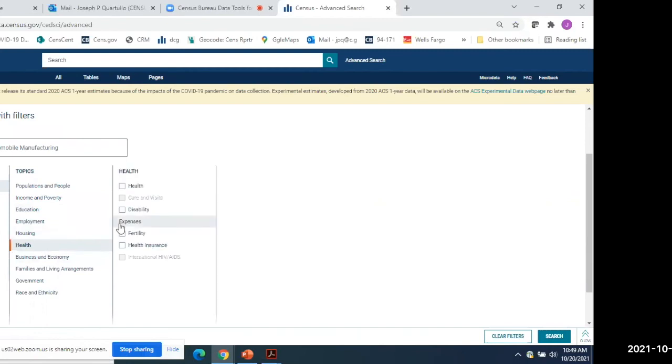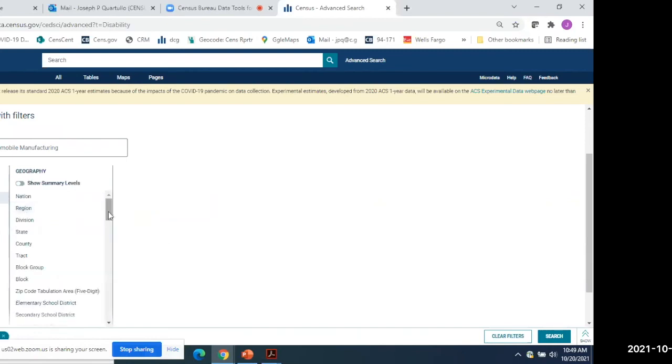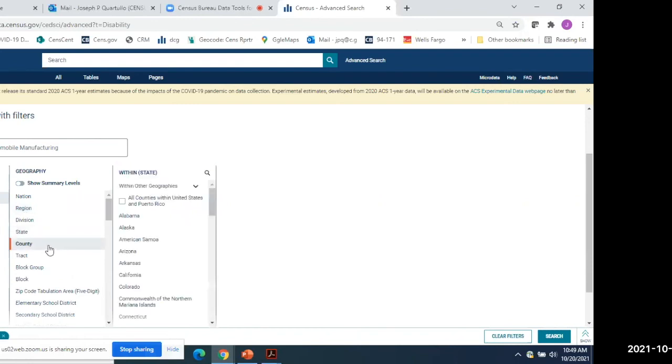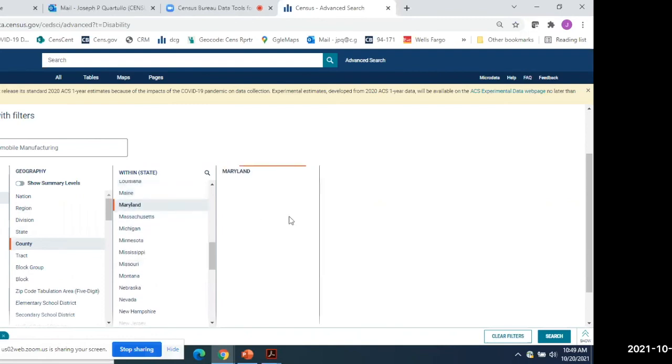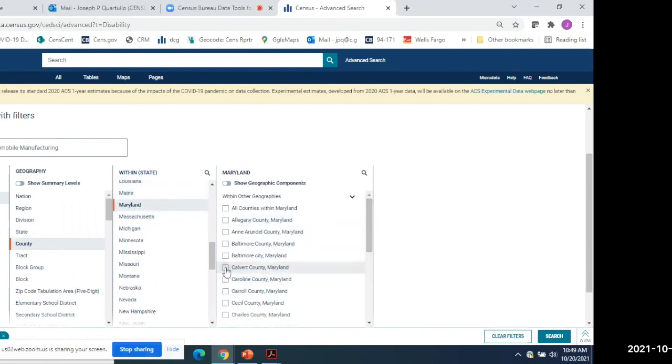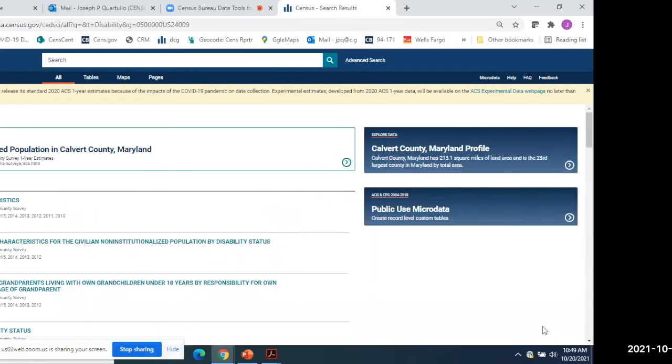I'll go with health and disability, and then my chip went down to the bottom. I'll go with geography and county. And again, I'll click Calvert. And my chip will go down to the bottom. Okay, this time it worked easily.